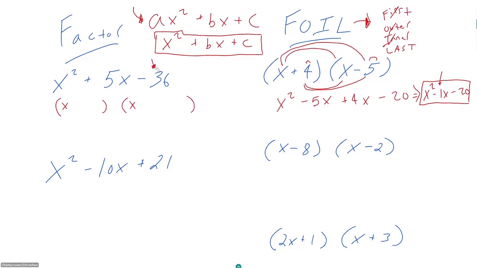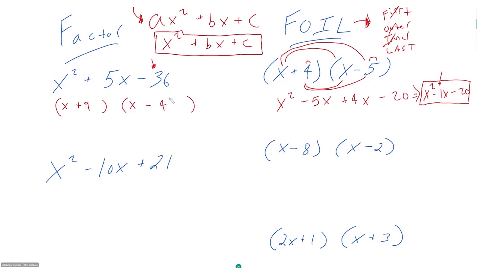So one time, go through them one by one. 1 times negative 36, 2 times negative 18, 3 times 12, so on and so on. Then eventually you should see that 9 times negative 4 multiplies to negative 36 and sums to positive 5. And so that is what this would look like.